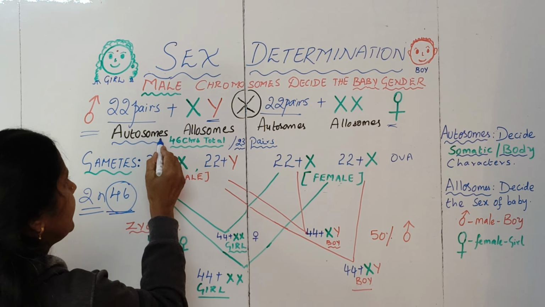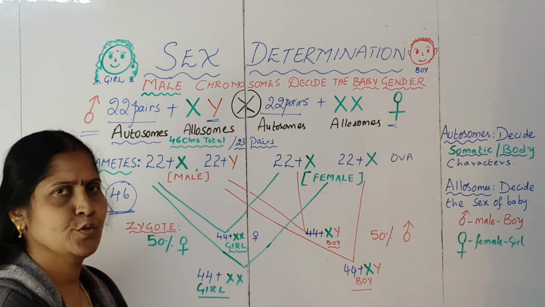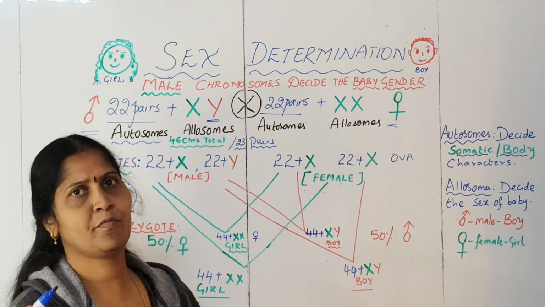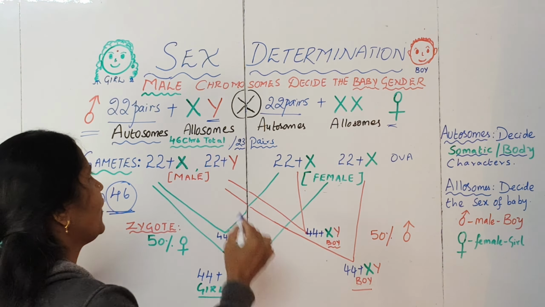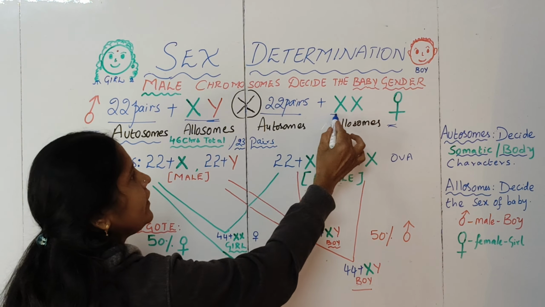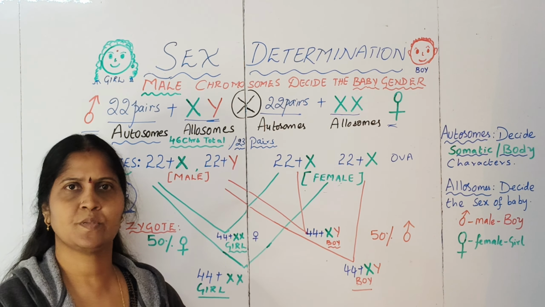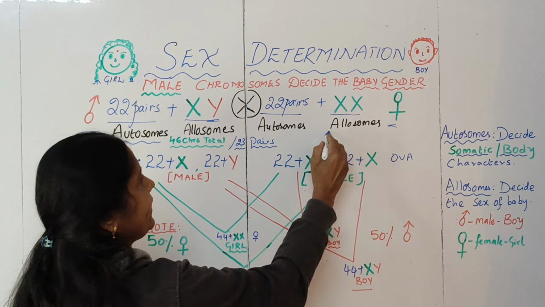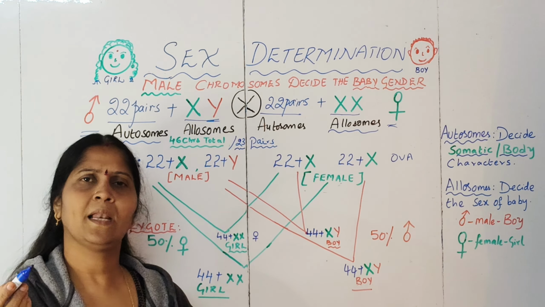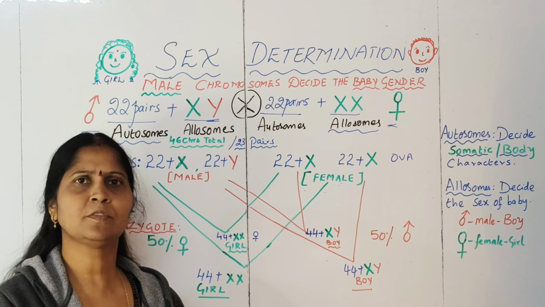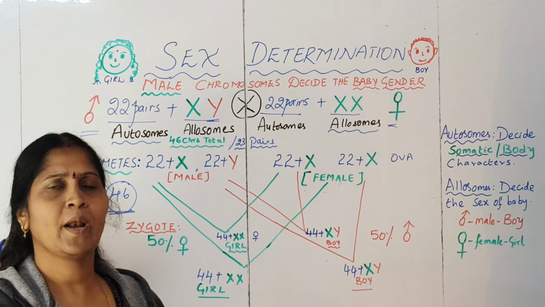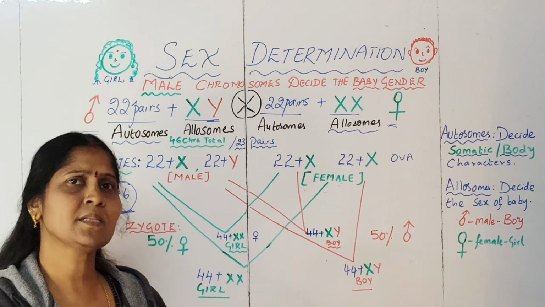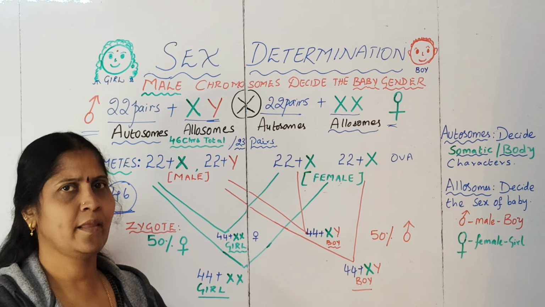What are they called? They are called the autosomes, and these will decide the somatic characters or the body characters, like the color of the skin or height of the person, etc., features of the body. Whereas one set of chromosomes is different in male and female. Thus, this one pair of chromosomes is called the sex chromosomes, or the allosomes. So male and female will have the same number of autosomes, which decide the body characters, whereas one pair is different in males and females. Those are called the sex chromosomes, or the allosomes.